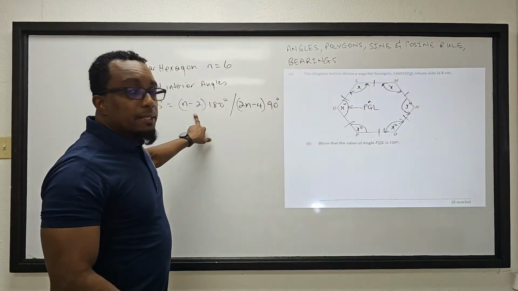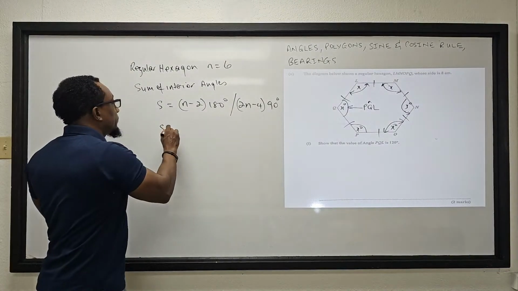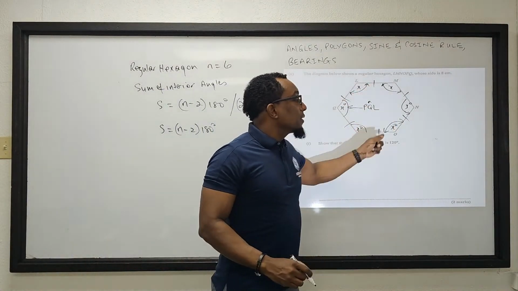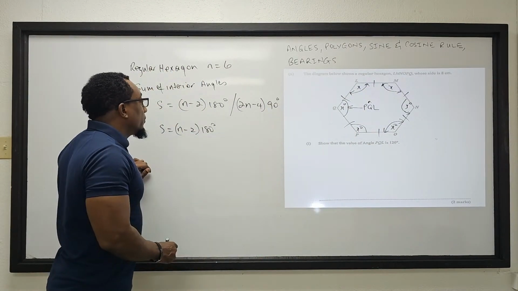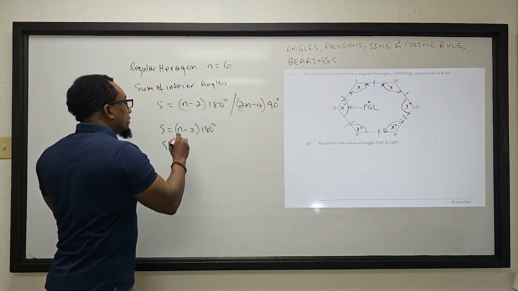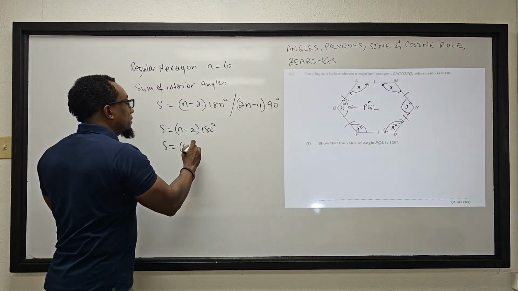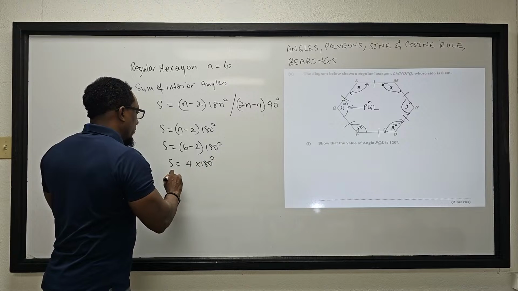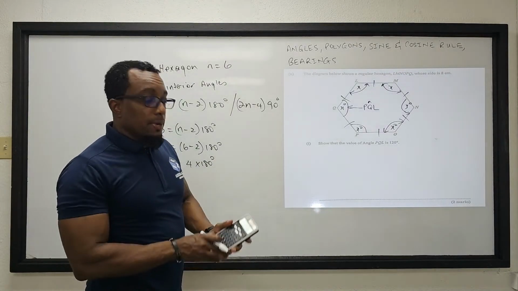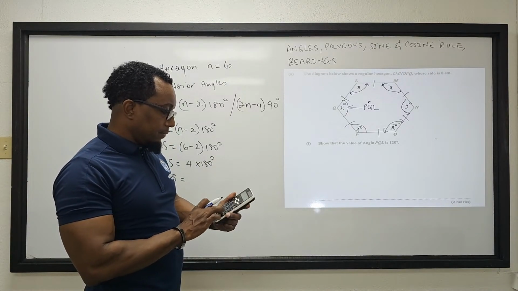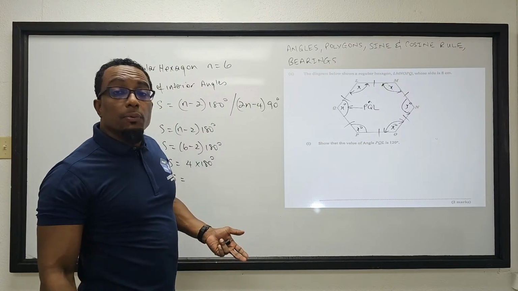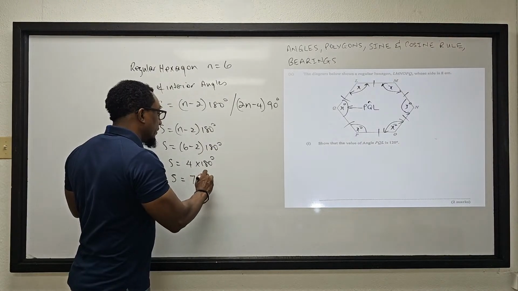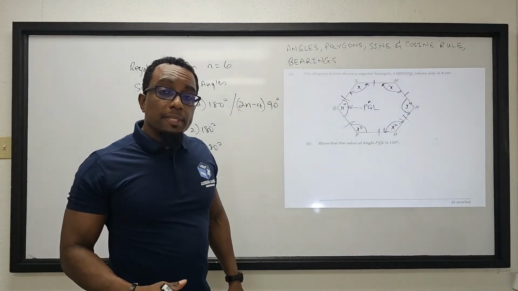And if I go with n minus 2 times 180, the sum of interior angles, which means all these interior angles when they add up will give us what? So I know the number of sides, it's what? 6. So that's 6 minus 2 times 180. That's 4 times 180. And 4 times 180 will give us what? That's 720. So the sum of all those interior angles inside a regular hexagon is 720 degrees.